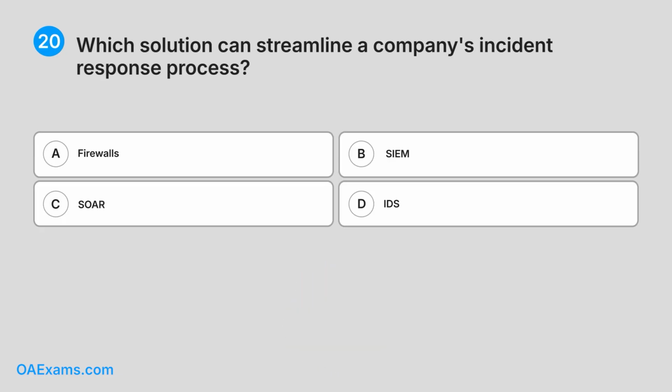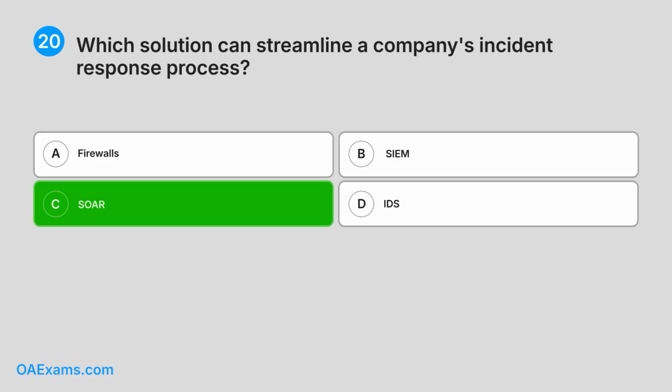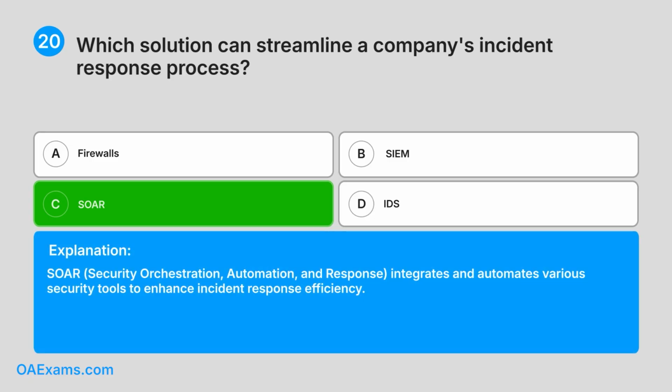Correct answer. C. SOAR. Explanation. SOAR, security orchestration, automation, and response, integrates and automates various security tools to enhance incident response efficiency.